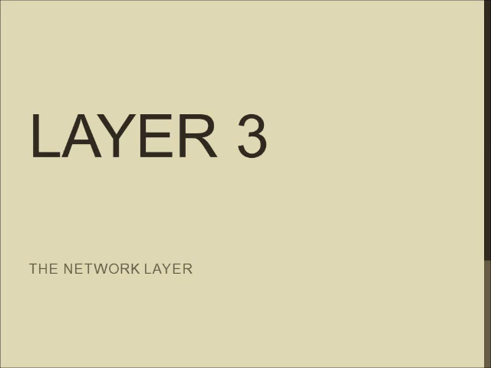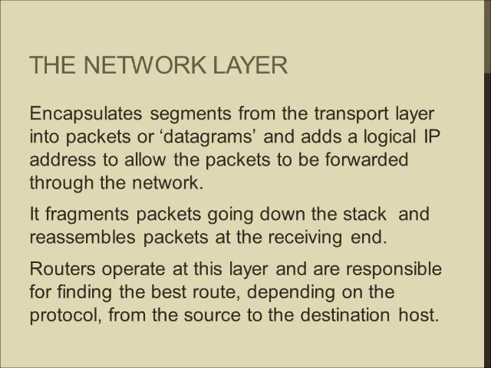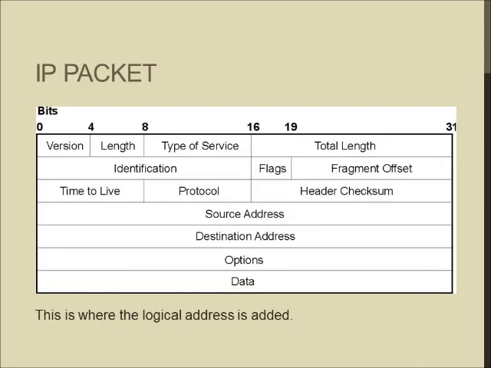Layer 3. The network layer encapsulates segments from the transport layer into packets, or datagrams, and adds a logical IP address to allow the packets to be forwarded through the network. It fragments packets going down the stack and reassembles packets at the receiving end. Routers operate at this layer and are responsible for finding the best route, depending on the protocol, from the source to the destination host. This is an IP packet.